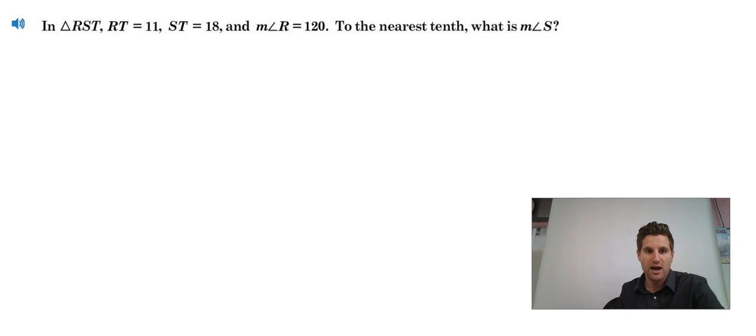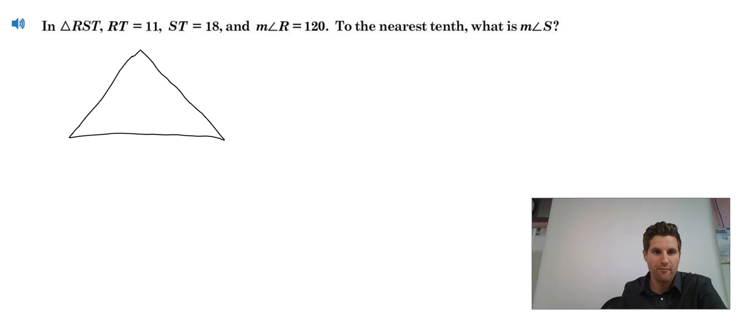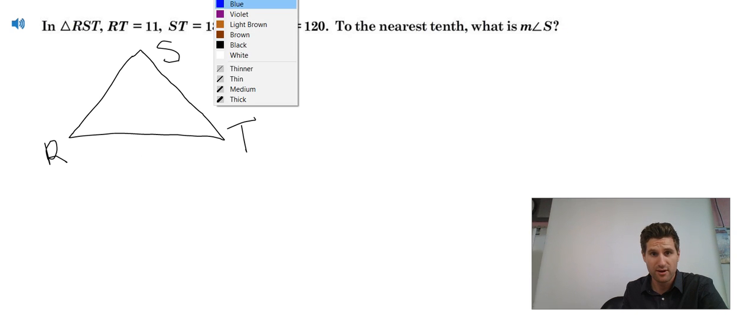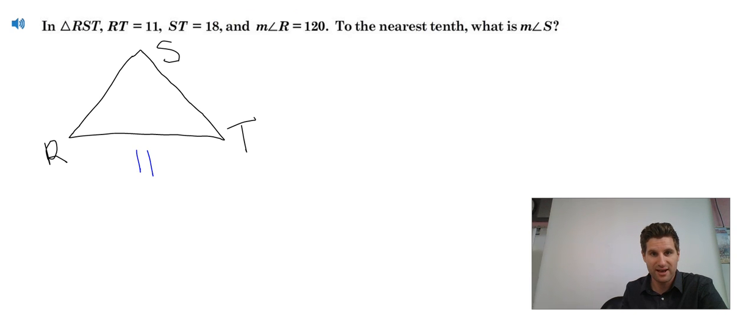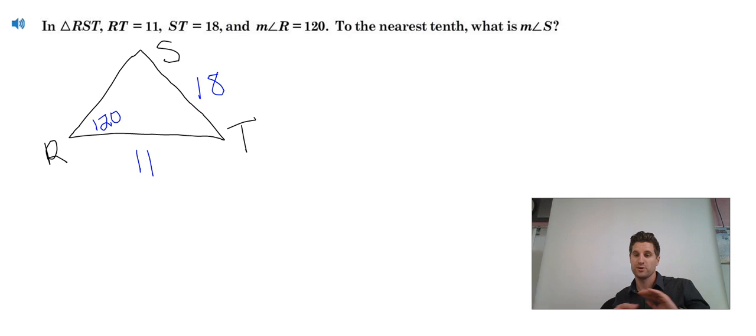Okay, so we have another triangle here, so we're going to draw a triangle RST, doesn't matter the order. RT is 11. Let's do a different color, right? I think that worked a little bit better. So RT is 11, ST is 18, and R is 120. Notice, law of sines works with non-right triangles.